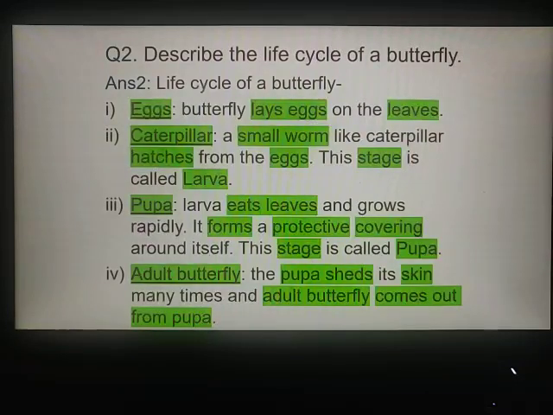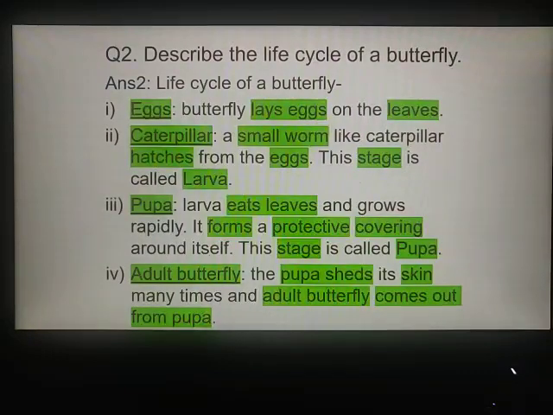Then the third stage starts with a big caterpillar. In this stage, it forms a layer around itself for protection. This stage is called chrysalis. The term chrysalis is not there in your book, so you need not learn or write it in your answer, but should know it for your knowledge. So in this stage, the caterpillar is called pupa. When the protective covering is formed, that stage is called chrysalis, and the caterpillar inside that covering is called pupa. Pupa remains motionless inside the protective covering and keeps on growing.